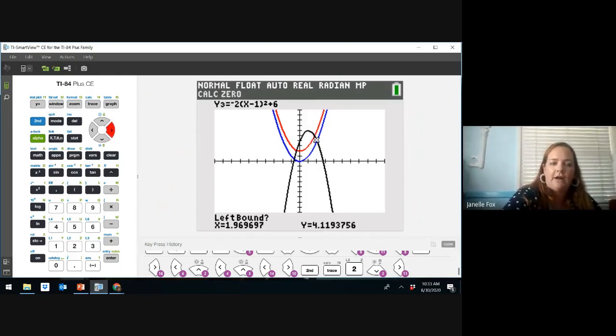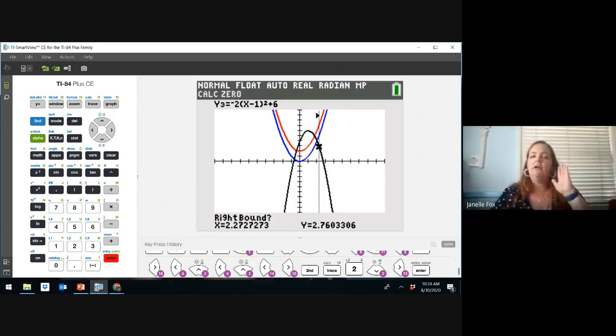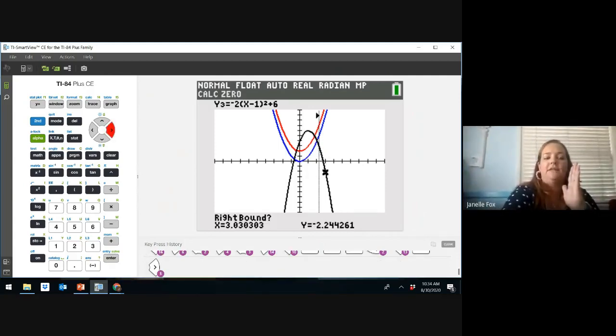So I'm going to go over here and find the positive x-intercept. What you need to do is make sure that your blinking cursor is on the left-hand side of the x-intercept. Just as long as it's anywhere to the left of the x-intercept, you're going to hit enter. This is where I want you to start thinking about where that x-intercept is going to be. And then I'm going to toggle more to the right. So you always want to go on the left side of it, and then on the right side. It doesn't really matter where on the right, just as long as it's to the right of the x-intercept.